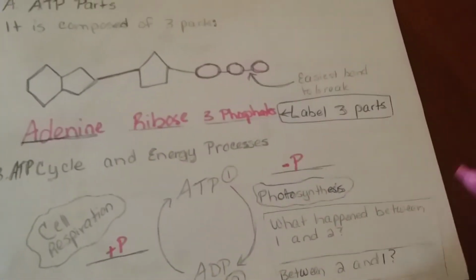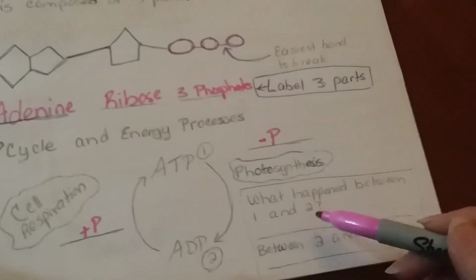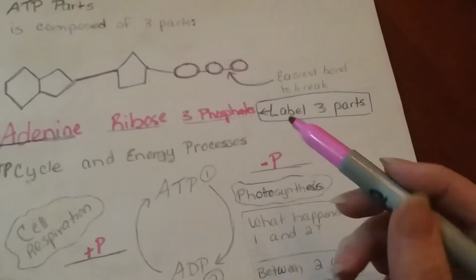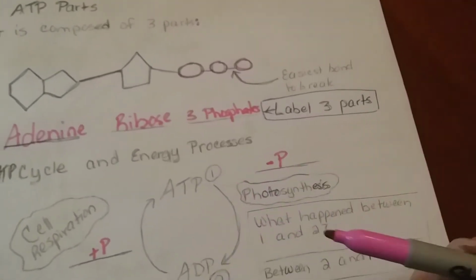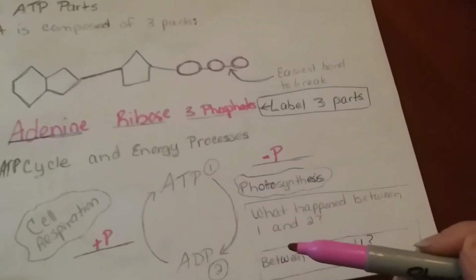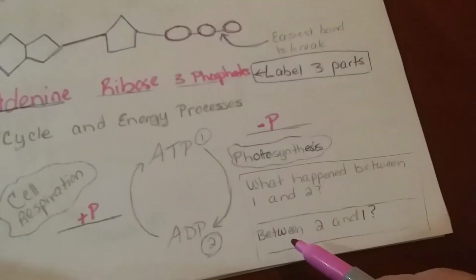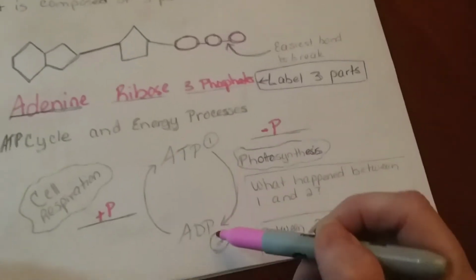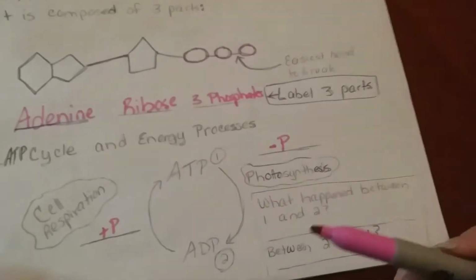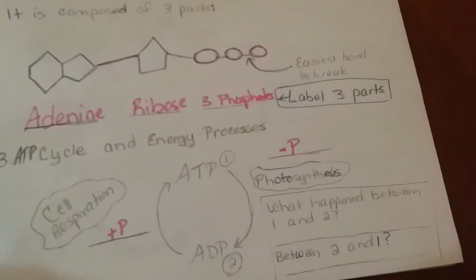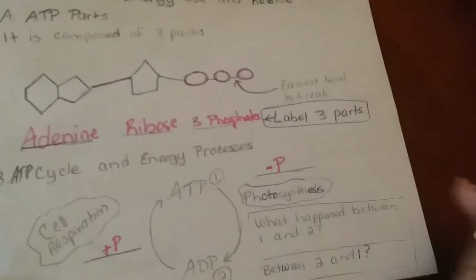So on the bottom here, you're going to take this explanation and just overall describe what happened between 1 and 2. What happened from here to here? How did ATP become ADP? What happened? And then this question, between 2 and 1, how did ADP become ATP again? What occurred? So you will answer that question there.